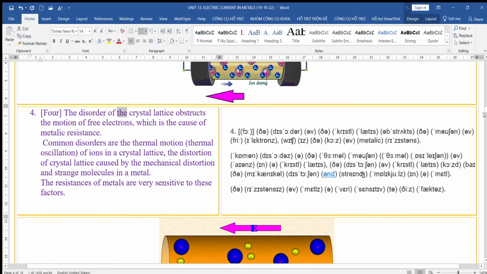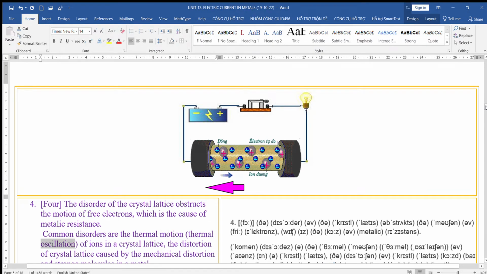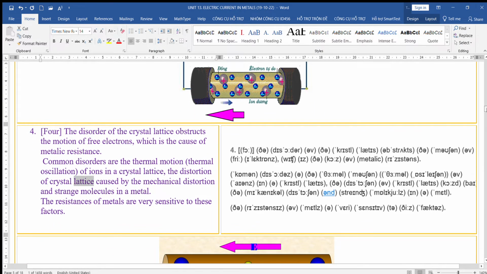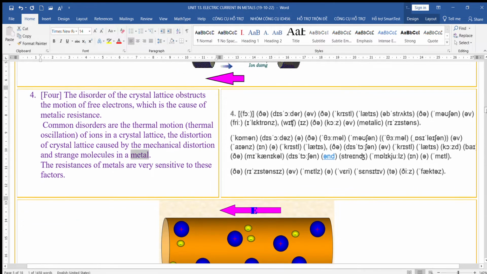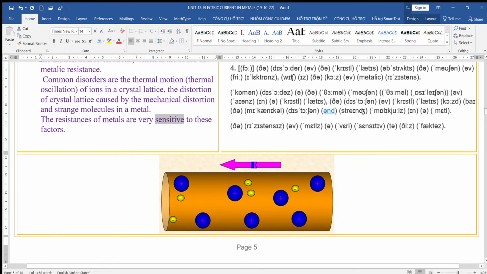4. The disorder of the crystal lattice obstructs the motion of free electrons, which is the cause of metallic resistance. Common disorders are the thermal motion, thermal oscillation, of ions in a crystal lattice, and the distortion of the crystal lattice caused by mechanical distortion and foreign molecules in a metal. The resistances of metals are very sensitive to these factors.